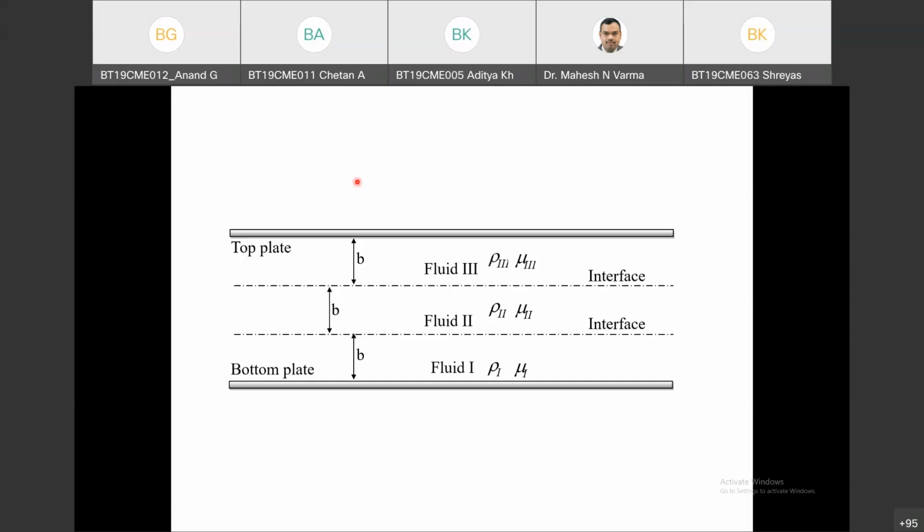What viscosity did you get, Shreyas? 1000 Pascal second? Sorry, this is 1 Pascal second, sir. Okay, 1 Pascal second. Anyway, we will see that.